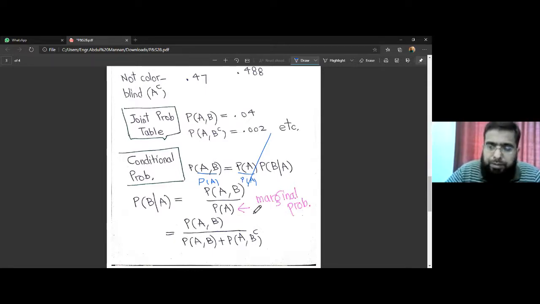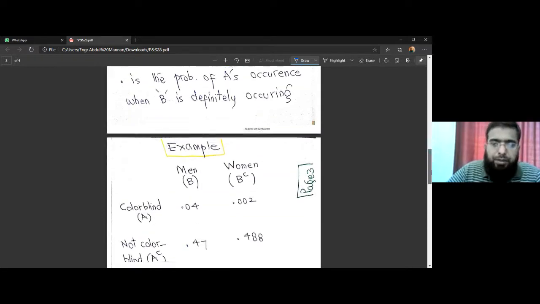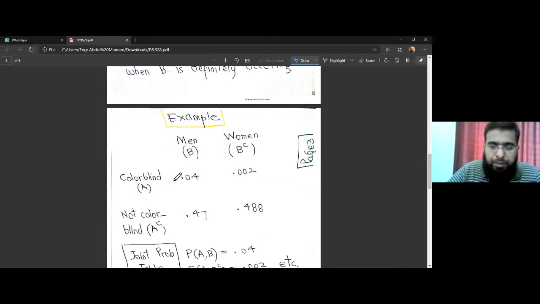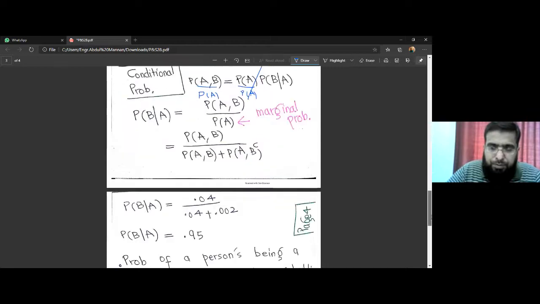And we know that probability of A is the marginal probability. We studied marginal probabilities in our last lecture. How can we compute probability of A? This is probability of AB plus probability of ABC, the sum of this row we studied in the last lecture. So plugging these values in gives us probability of A, and then dividing gives us probability of B given A is 0.95. What does this physically mean?